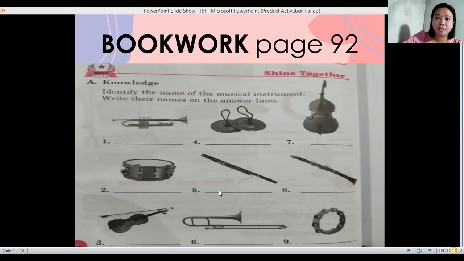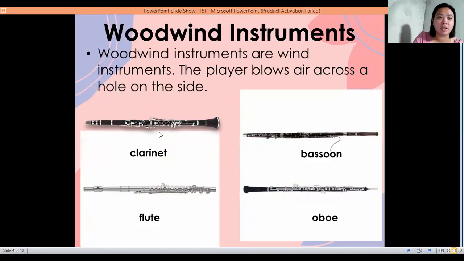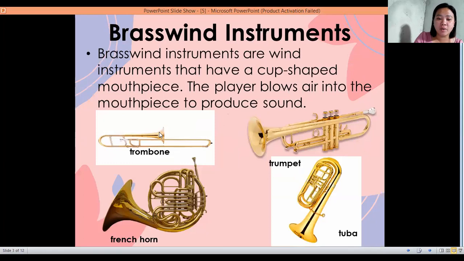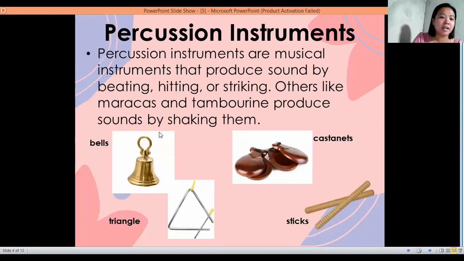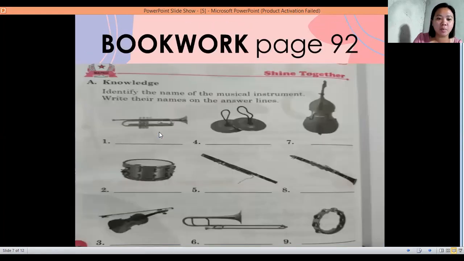Oh, you want to look at our, okay. So let's start again with number one. So number one, find this in our brass wind instrument, okay? So that one, where is it? Okay, copy the word and write it in your number one.